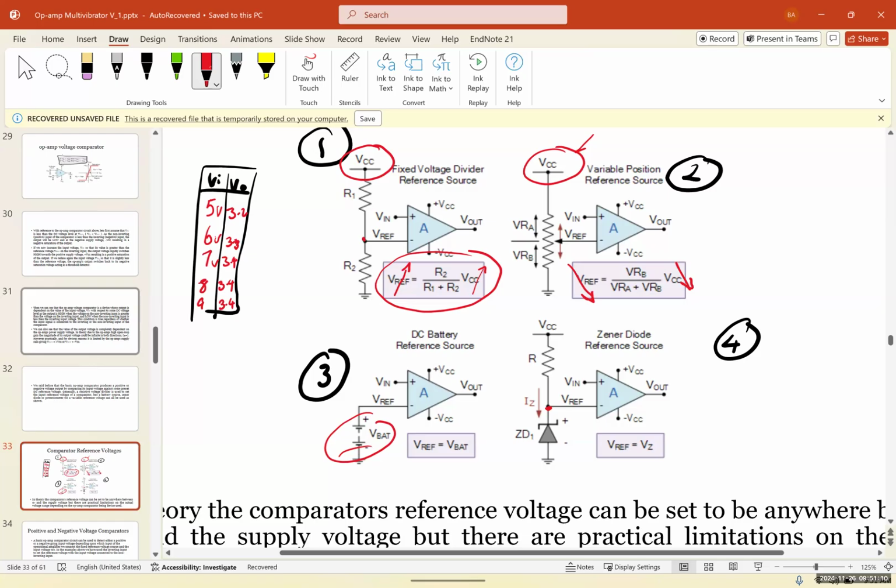So number 1, 2, 3, all of these reference voltages are actually related to the battery voltage. You can see number 3 actually is directly related to the battery. So what happens when the battery drops? It goes from 5 volts to say 3 volts. Then your reference voltage would drop from 5 to 3.